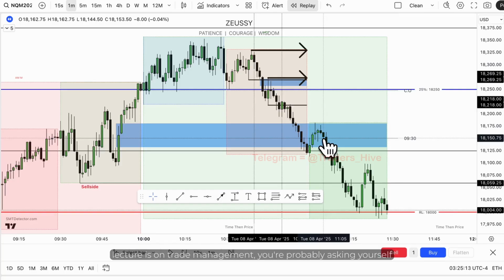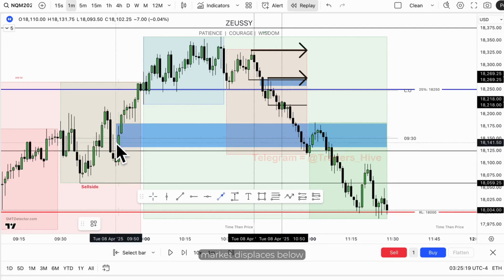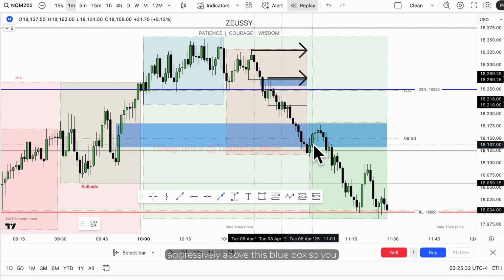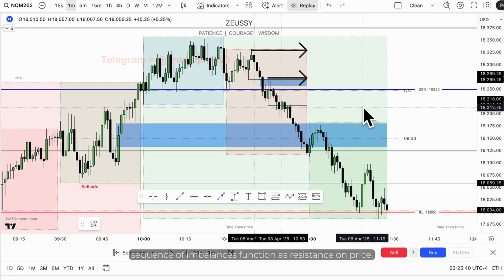But since this lecture is on trade management, you're probably asking yourself, how would I manage this position when the market displaces below the sequence of imbalances? Well, what you could be looking for is the following. If price closes aggressively above this blue box, so you would see a big upclose candle above it, then you could say, okay, I'm going to cut the position. Why? Because you didn't see that sequence of imbalances function as resistance on price.